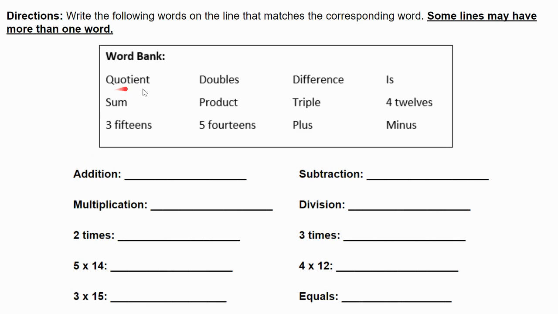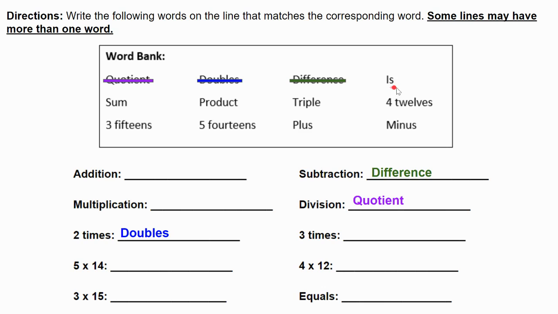Let's start with the word quotient. So quotient is the answer to a division problem. So on the line for division, we're going to write quotient. Now we can cross off quotient and look at doubles. Doubles means times 2. So we're going to put on the times 2 line doubles. Difference is the answer to a subtraction problem. So where it says subtraction on that line, we're going to write difference.